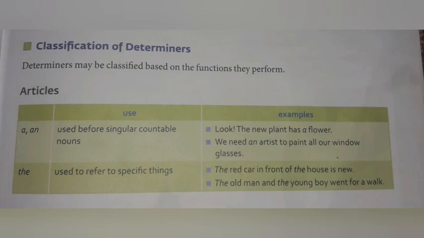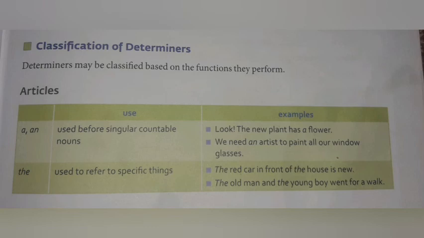First, articles a and an. A and an are used before a singular countable noun. Example: look, the new plant has a flower. That is the article a. And also look at example 2: we need an artist to paint all our window glasses. An artist, an is an article.